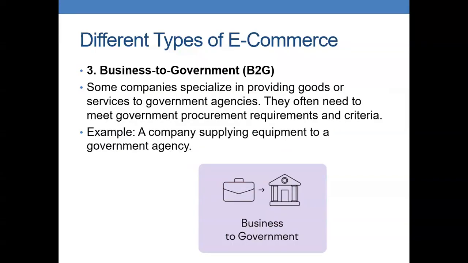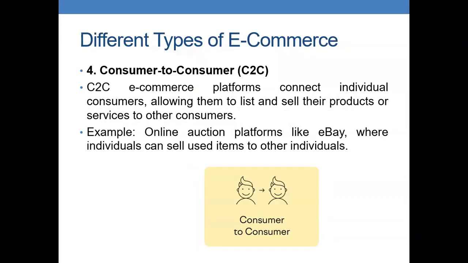Another form of e-commerce is business to government. Some companies specialize in providing goods or services to government agencies. They often need to meet government procurement requirements and criteria. The best example is a company supplying equipment to a government agency. If any company is supplying raw material, goods, or services to a government agency, it comes under business to government.